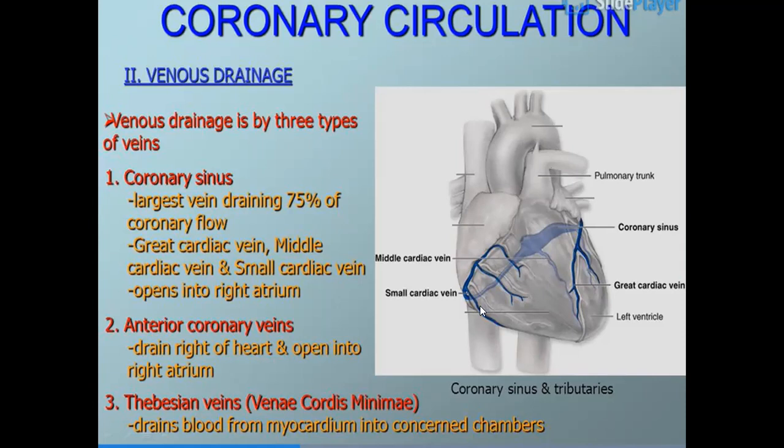So this diagram just shows the venous drainage, which we already talked about before. Middle cardiac vein, small cardiac vein, and great cardiac vein, all draining into the coronary sinus. And then we also have the anterior cardiac veins, which are not labeled here, draining into the right atrium.